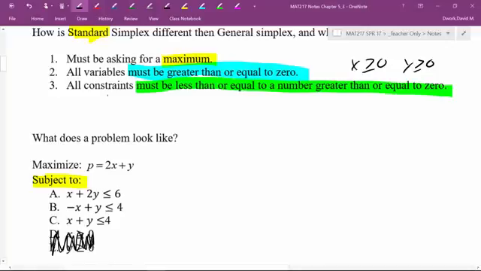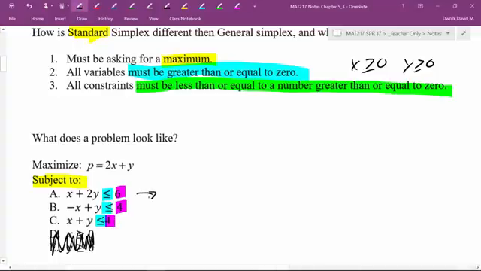So here, all your constraints must be less than or equal to, so notice here, less than or equal to, less than or equal to, less than or equal to, a number greater than or equal to 0. Well, are 6, 4, and 4 greater than or equal to 0? Yes, they are. So therefore, we're good.